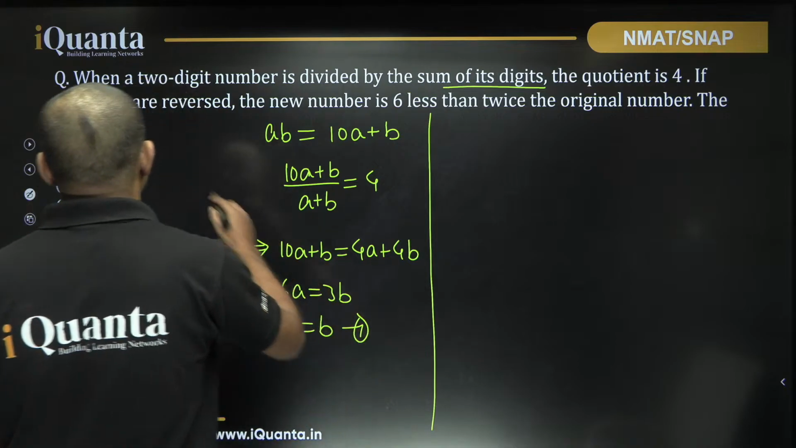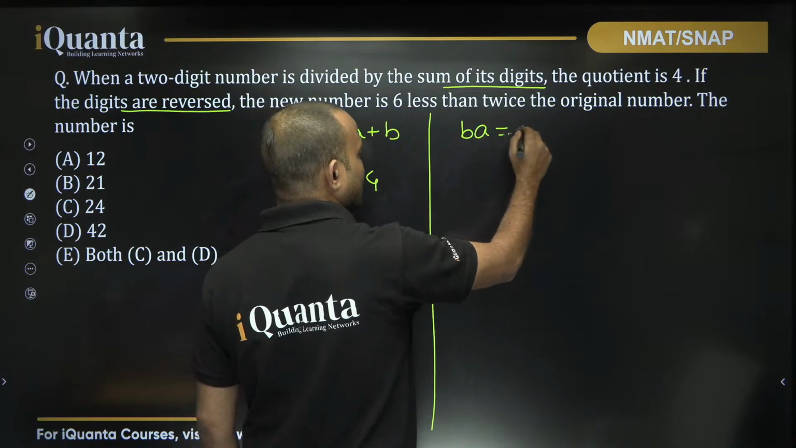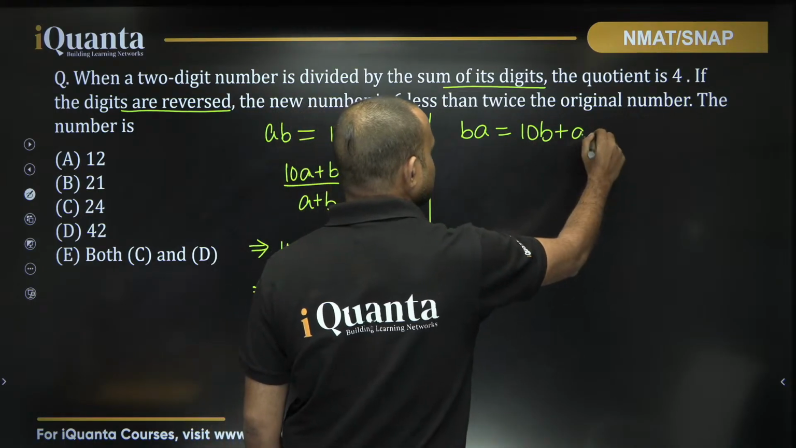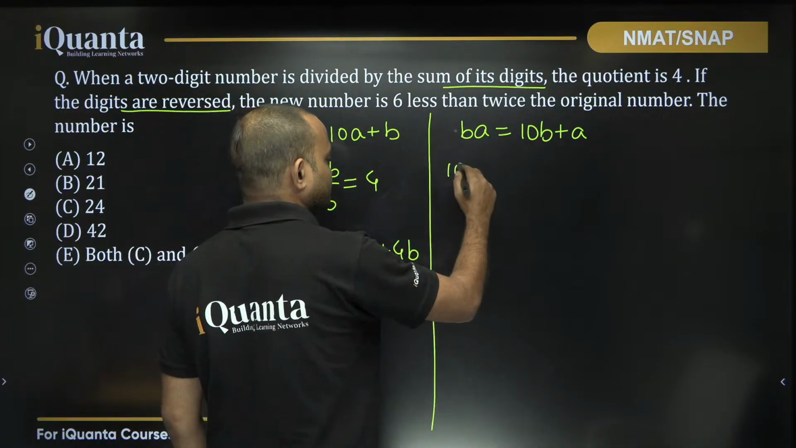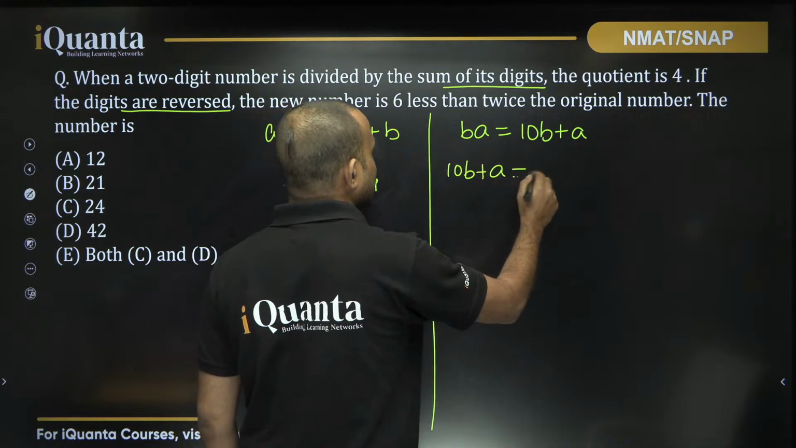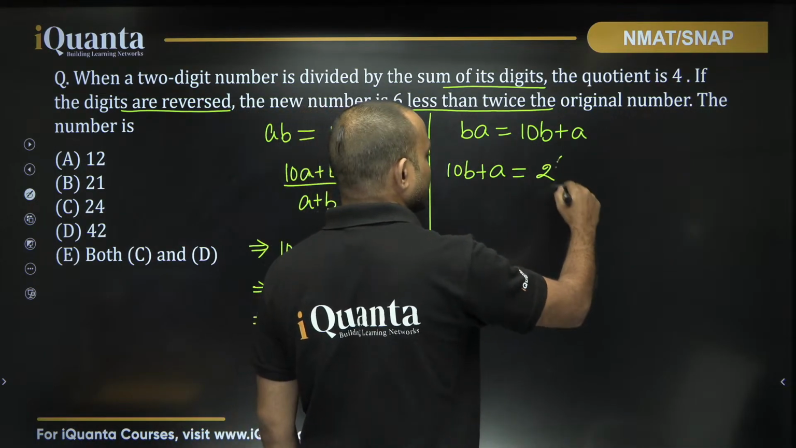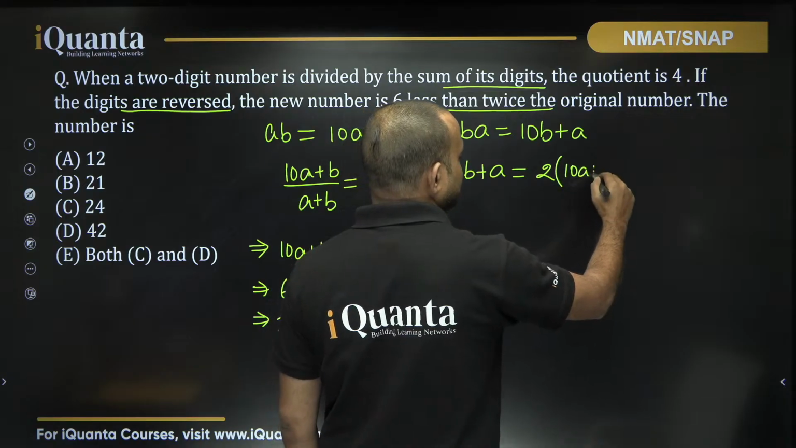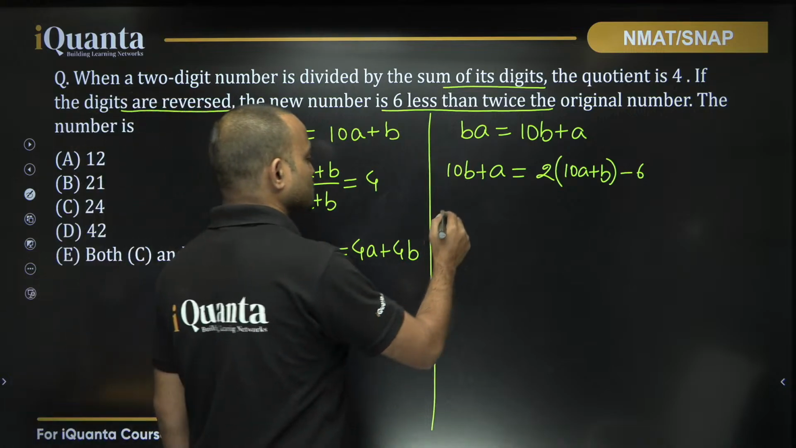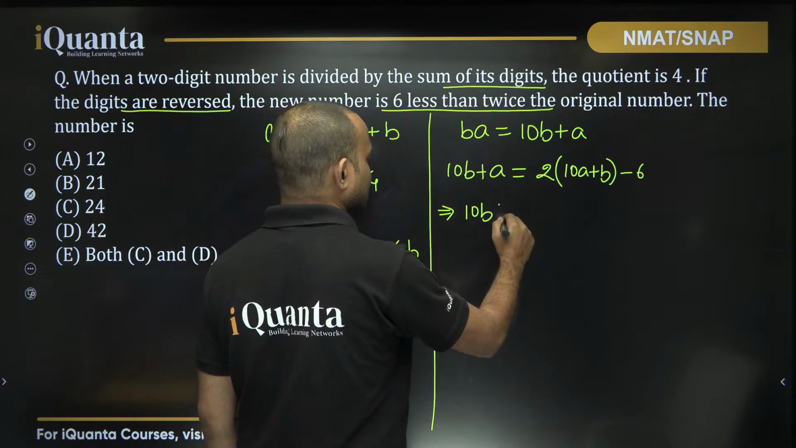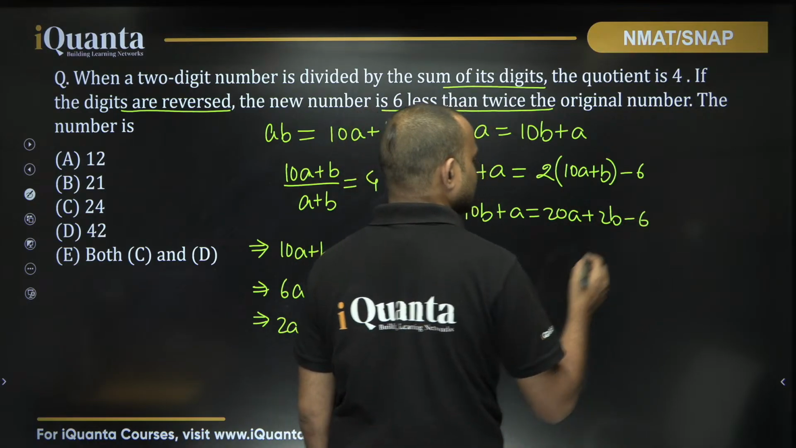Now it says if the digits are reversed, means instead of AB, I need to take BA. BA will be equal to 10B plus A. It says if the digits are reversed, the new number, 10B plus A, is 6 less than twice the original number. 6 less than twice the original number means 2 into 10A plus B minus 6. Right? Now if you solve this, it will be 10B plus A is equal to 20A plus 2B minus 6.